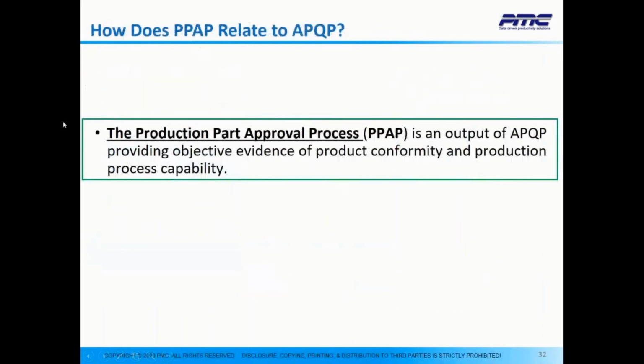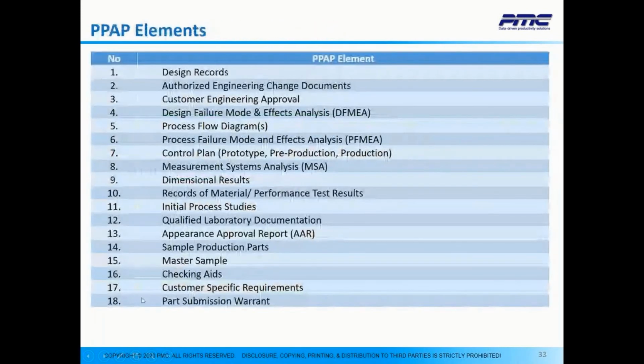Okay, so how does PPAP relate to APQP? The production part approval process is an output of APQP providing objective evidence of product conformity and production process capability. And there are 18 PPAP requirements in automotive, and there are actually only 11 requirements in aerospace.